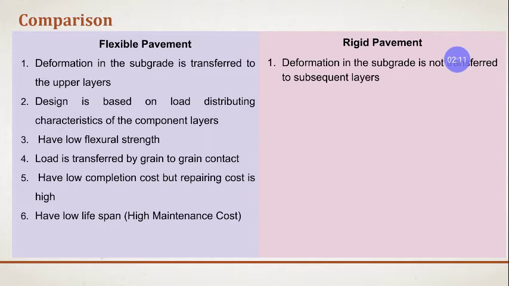So we'll see the rigid pavements here, right? Deformation in the subgrade is not transferred to the subsequent layers. It means whatever defects happen in the subgrade layers or the sub-base courses will not be seen, because the concrete slab will be able to withstand the load without the support below for some portion of the area, right?